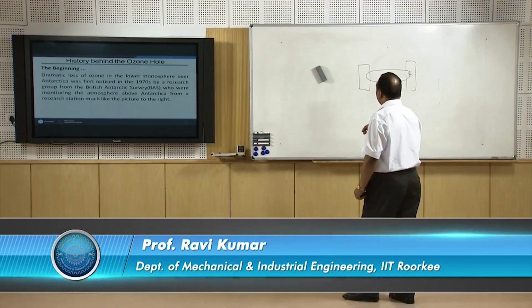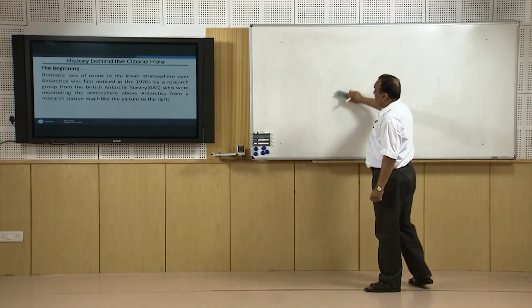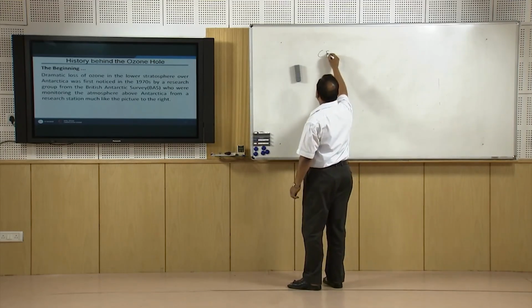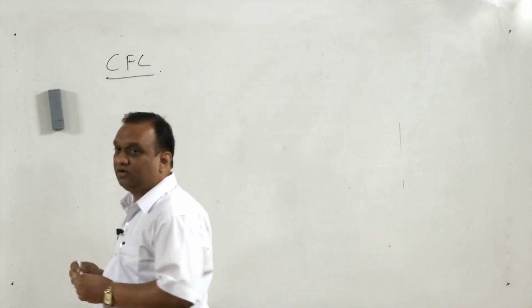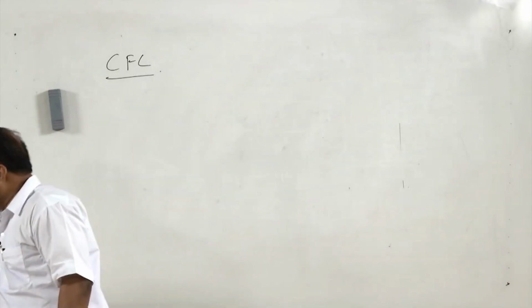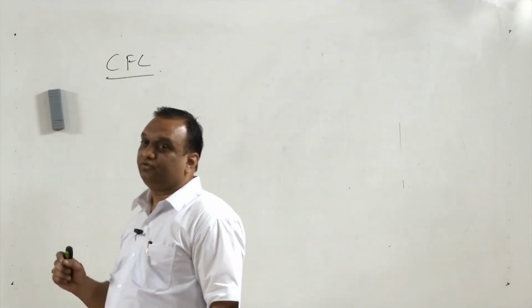Now, ozone depletion. It was noticed in 1987 that CFCs are damaging the ozone layer and causing the hole in the ozone layer, and they are contributing towards global warming as well, but the damage to the ozone layer was the main concern.